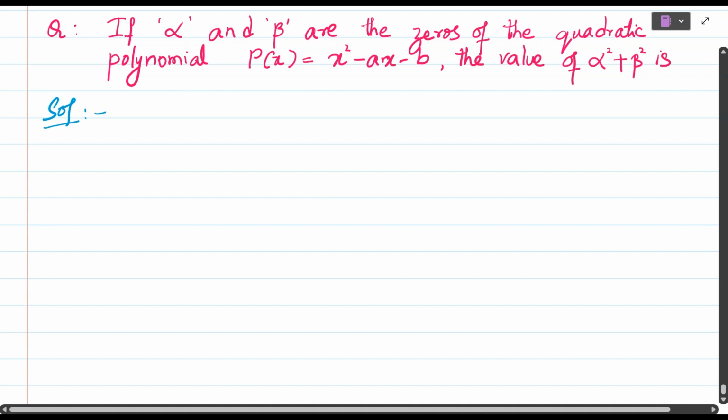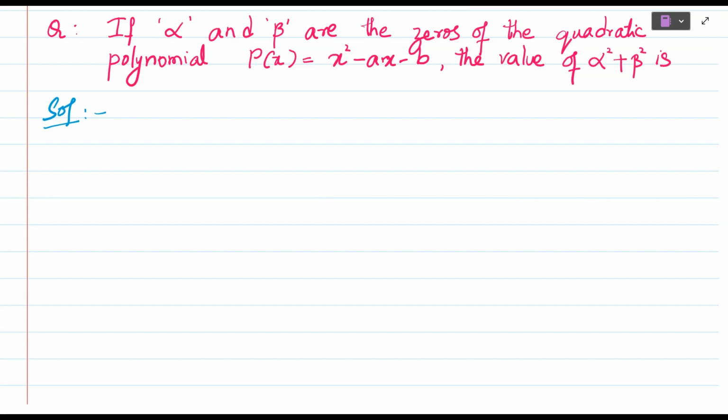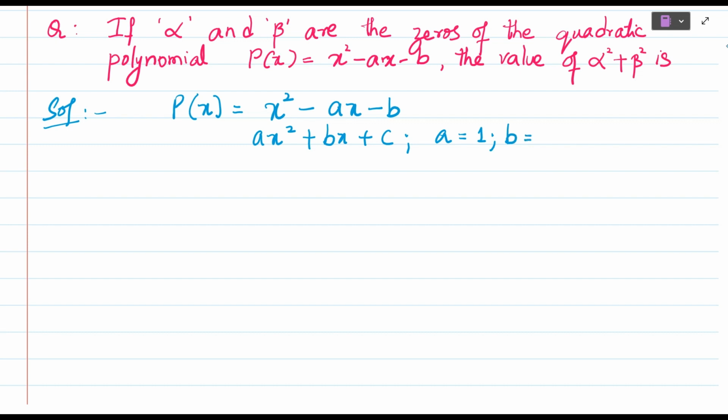if alpha and beta are the zeros of the quadratic polynomial p of x, the polynomial they have given is x square minus ax minus b. Now write the standard form, students. Ax square plus bx plus c is our standard form, and write the values. a is the coefficient of x square, that is 1, and b is the coefficient of x, that is minus a, and c is the constant term. Here the constant term is minus b. Now we have to find the value of alpha square plus beta square. This value we have to find.